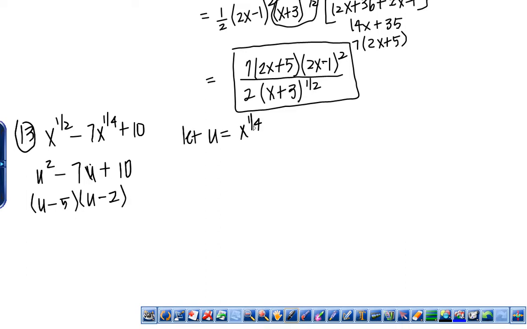Then go ahead and replace your x's back in. Your final answer would be x to the 1/4 minus 5 and x to the 1/4 minus 2. And that should be your final answer.